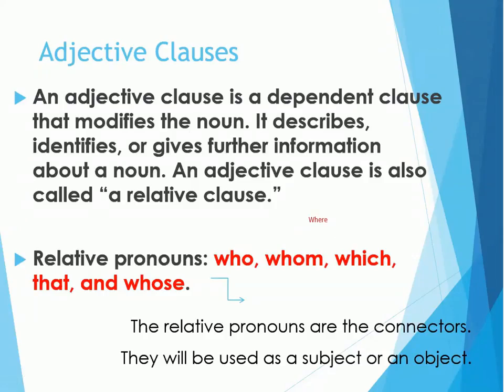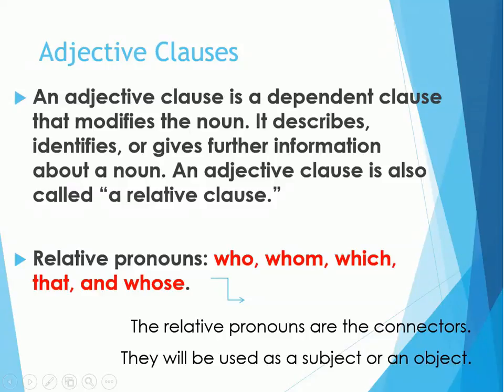First, let's understand what an adjective clause is. An adjective clause is a dependent clause that modifies the noun. It describes, identifies, or gives further information about a noun. An adjective clause is also called a relative clause. And the reason is because generally you're going to use a relative pronoun in order to connect both clauses.